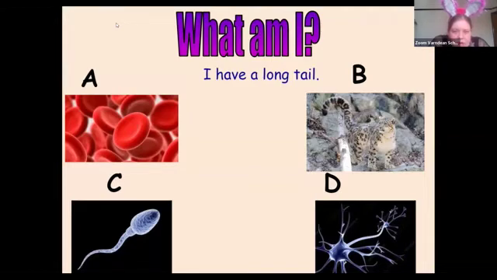Going to give it a few more seconds just so the last few can have a go at answering. So I have a long tail. What am I? Am I A, red blood cell, B, snow leopard, C, sperm cell, or D, a nerve cell? Okay, and I'm going to end that one in 3, 2, 1. 88% of you got sperm cell and 10% of you, you're all right, snow leopards do have a long tail, but because we're learning about specialised cells, the answer that I wanted there was sperm cell.